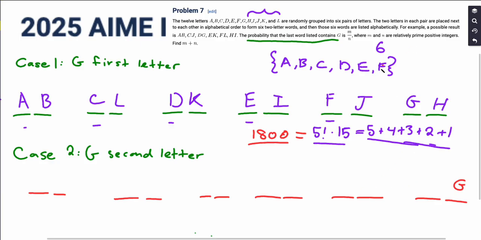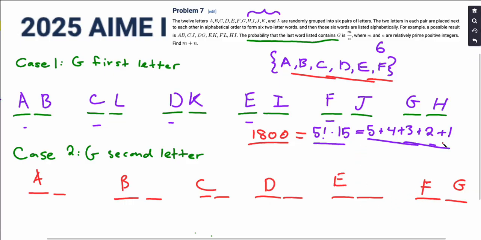Well, in this case, we need to still arrange the letters A, B, C, D, E, and F. Now notice that there's 6 opening blanks for each of the six two-letter words, and all of these are the first blank of each of the two-letter words. So therefore, A, B, C, D, E, and F must go in these blanks.